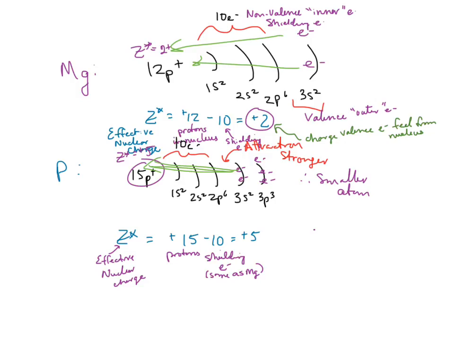This has been something that's hard for me to explain, and so finally I'm just like, you know what, I'm just going to chase that down. So there you go. Consider it chased down. So that's why as you go across, your effective nuclear charge increases and the atom gets smaller.